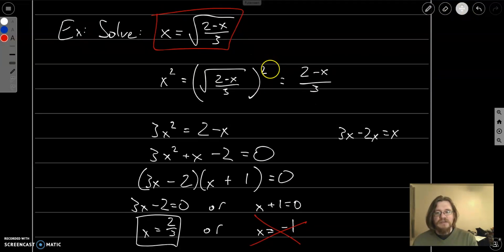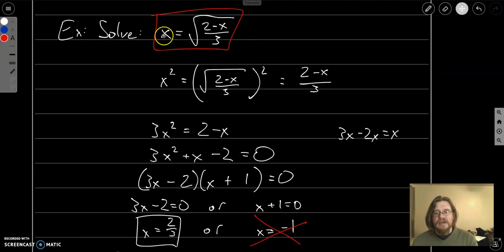And we can see this immediately because x being equal to the square root of a number, the square root of a number is always positive. So negative 1 cannot be equal to the square root of a number. So it's impossible for this to be a solution. So it's a good thing that we checked our two solutions that we found. x is equal to 2/3, we can plug that in and it is a solution. x is equal to negative 1 is not. So we do need to check.